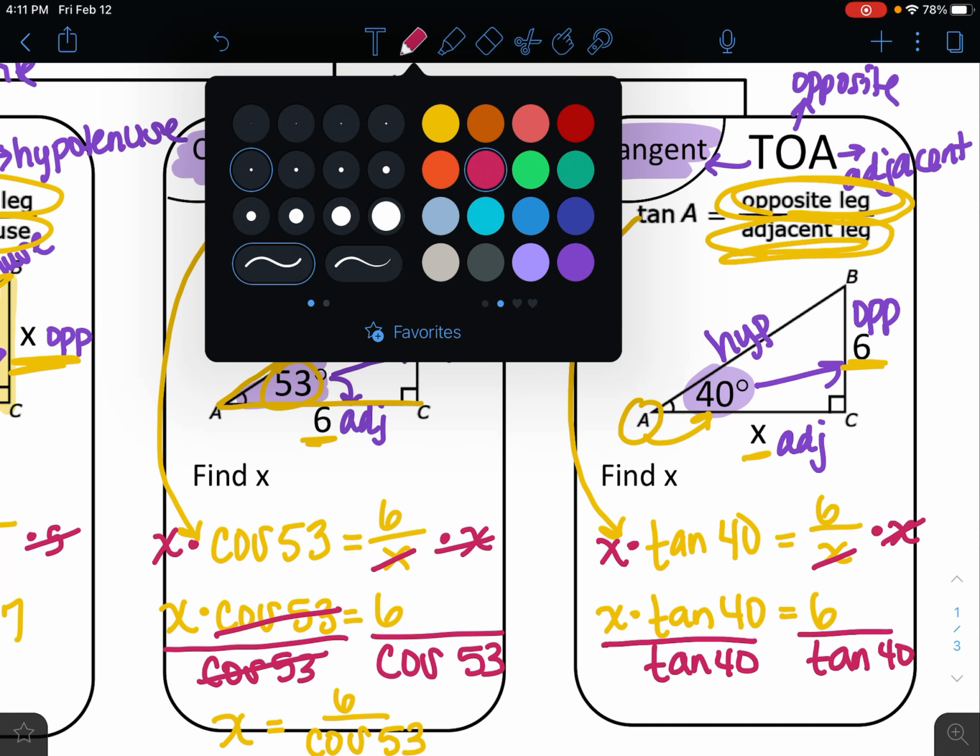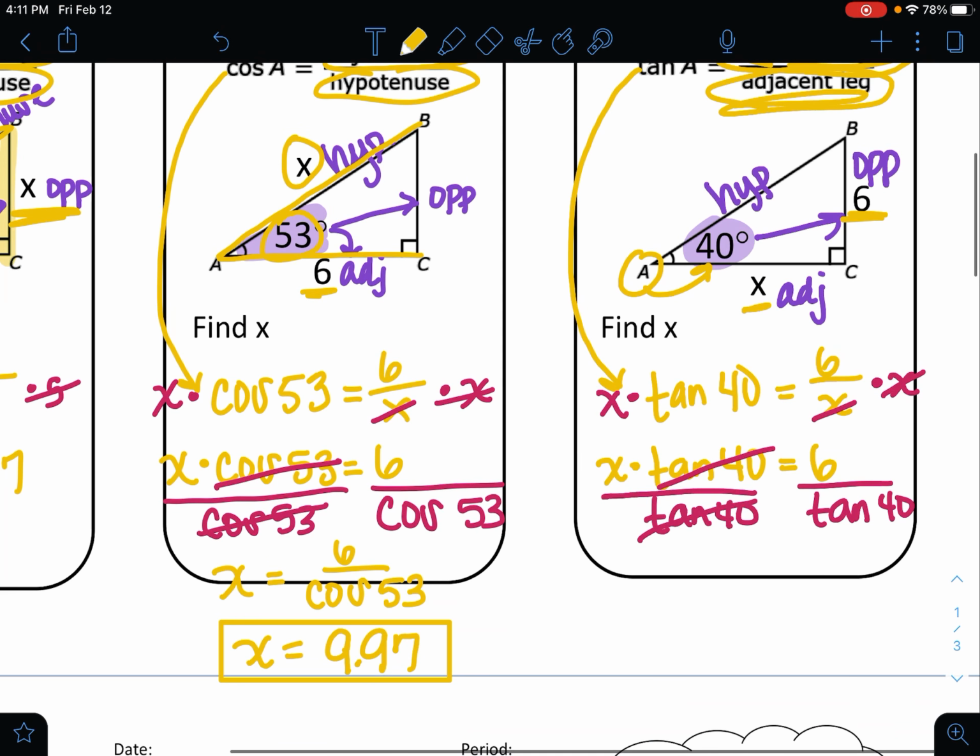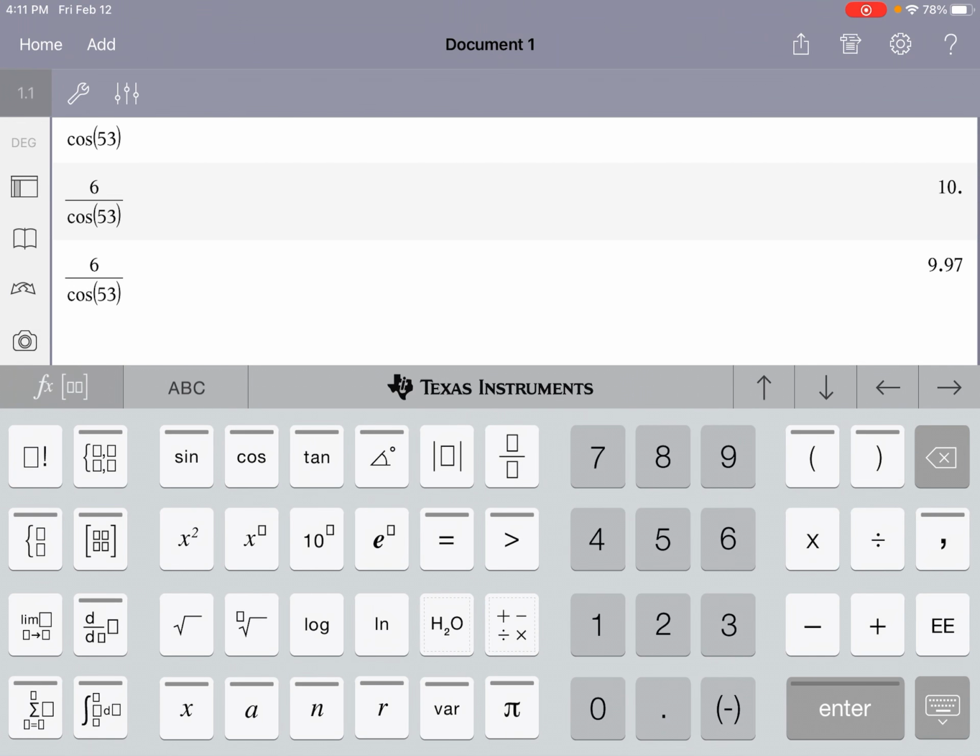And that will leave us with x by itself. So that's x equals 6 over tan 40. This is all under the fraction there. Okay, type it in, 6 divided by tangent 40, and we get 7.15.